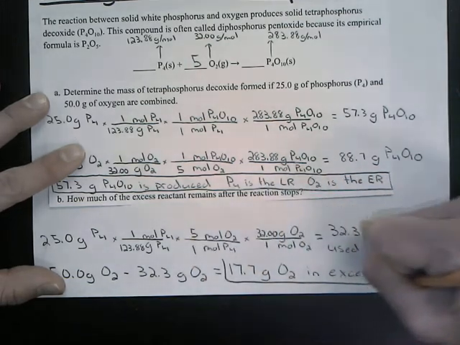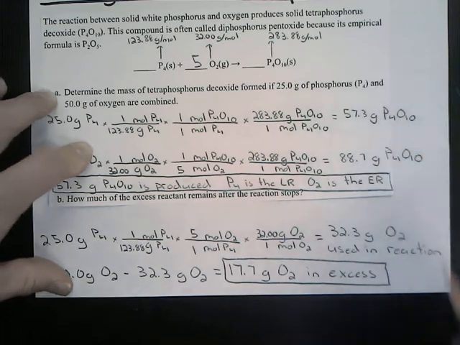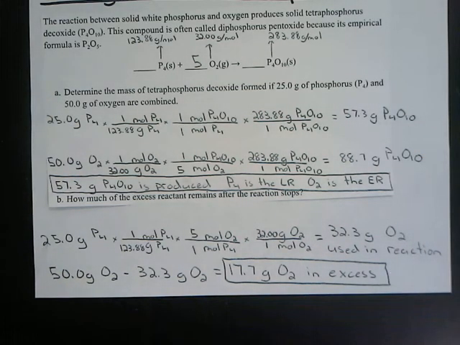And I know that's a lot of steps, but that is start to finish how we would find out how many grams of product we produce, what is the limiting and excess reactant, and how to find out how much excess reactant remains. All right, so that was our last example. We have just a few more points I want to make about limiting reactants.